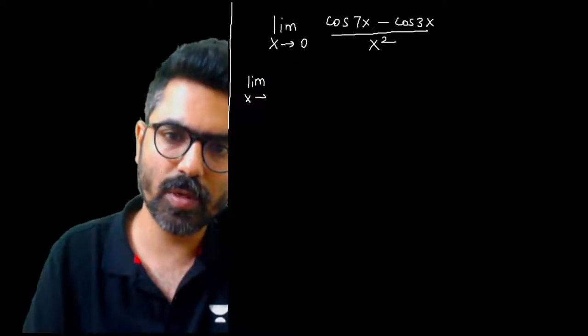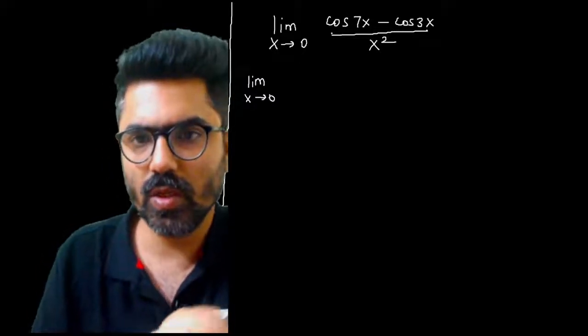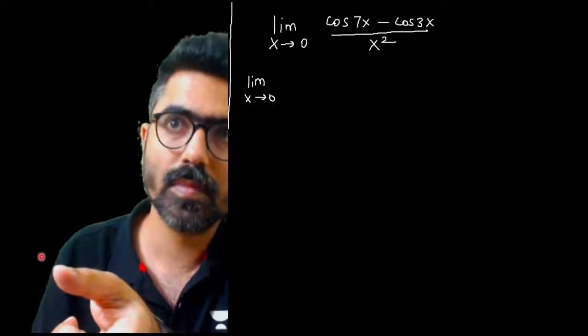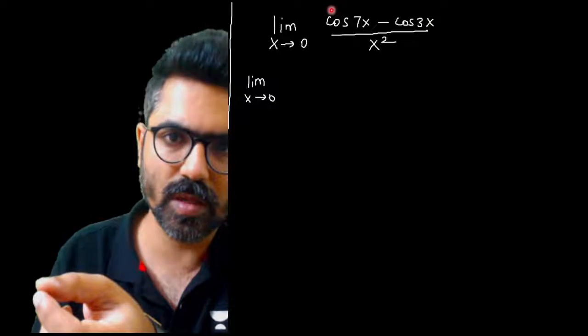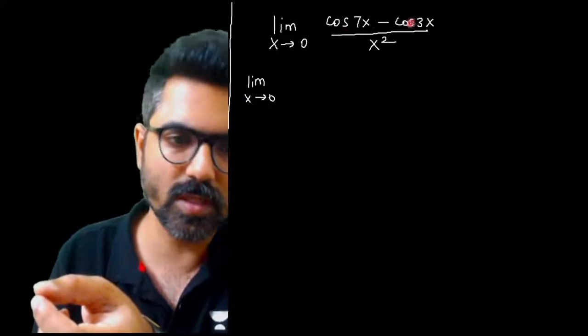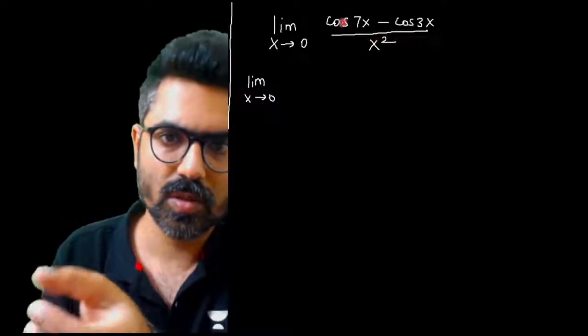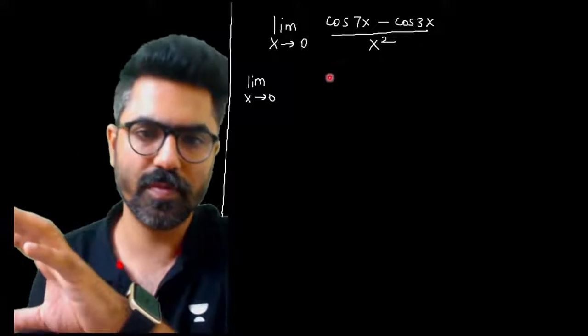First of all, if you put directly 0 in this, you will get cos 0 here, which is 1, minus cos of 0, again this is 1. So 1 minus 1 is 0, upon, if you put 0 here, it is 0 again. So 0 by 0 form is there. So again it is a trigonometry 0 by 0 form.